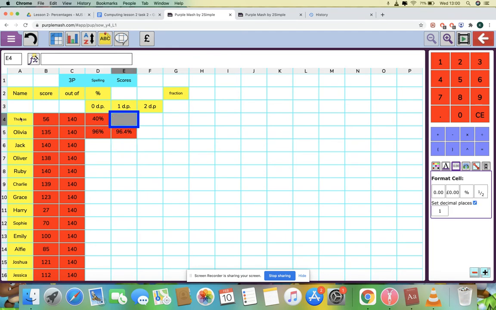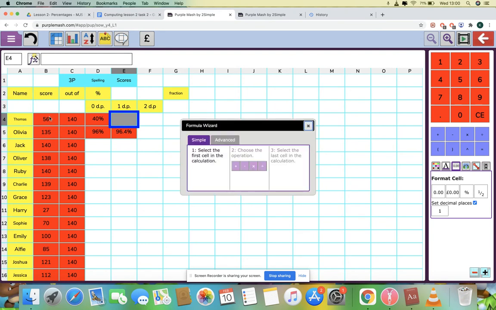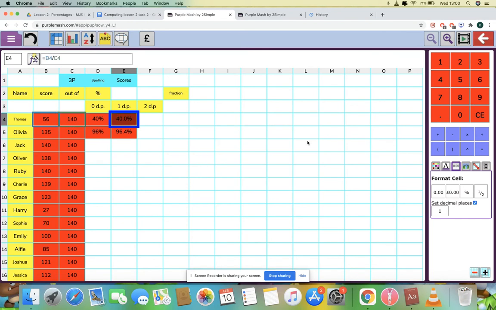So similarly, if we put Thomas's in again, so formula wizard, 56 divided by 140, it has given me that decimal place. Even though it's 0, it's following the instructions that have been given.